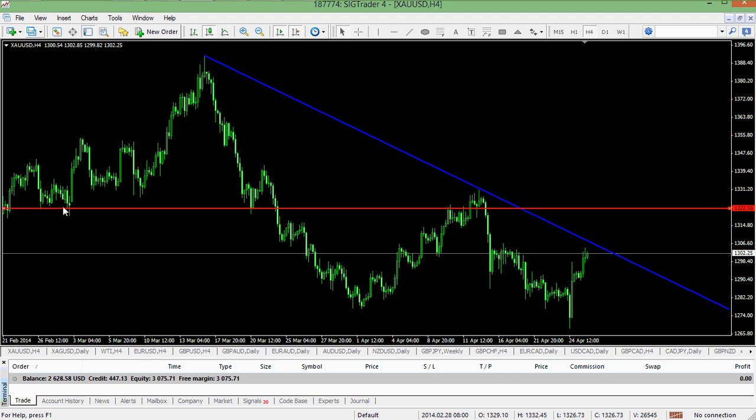Look at this. There's a reversal candle. This is a reversal candle. This is a reversal candle. This is a reversal candle. This is only where price breaks through.